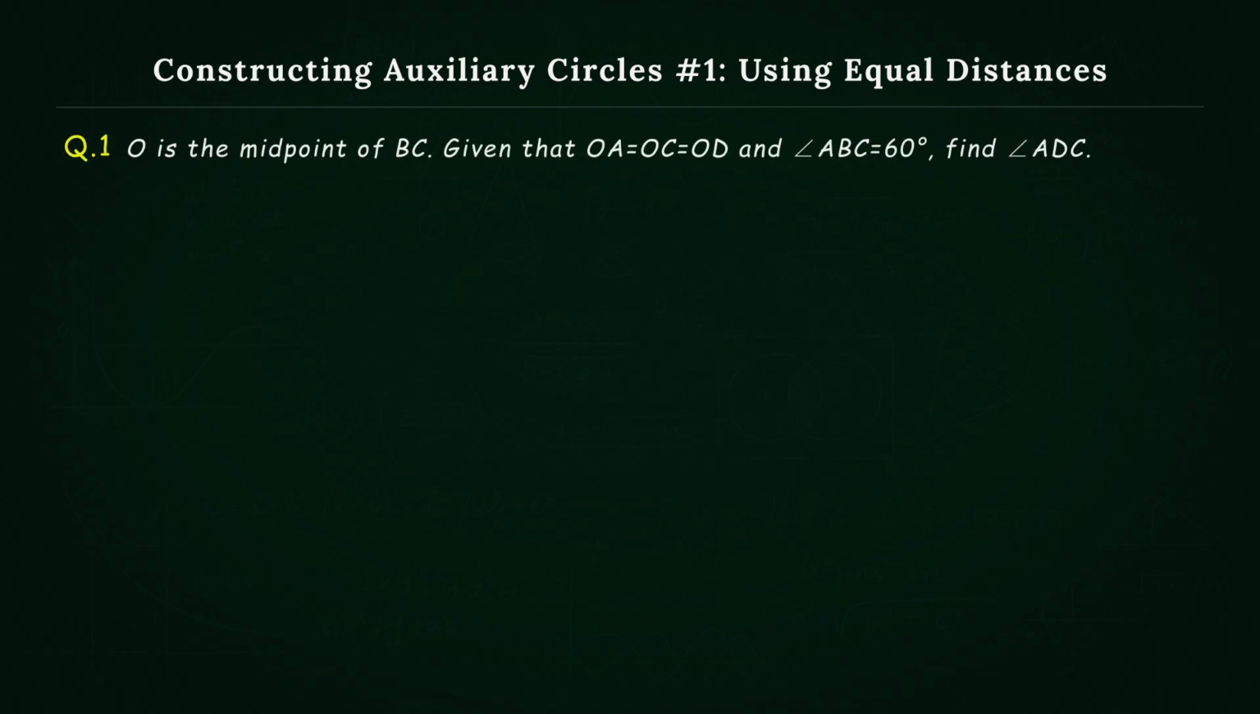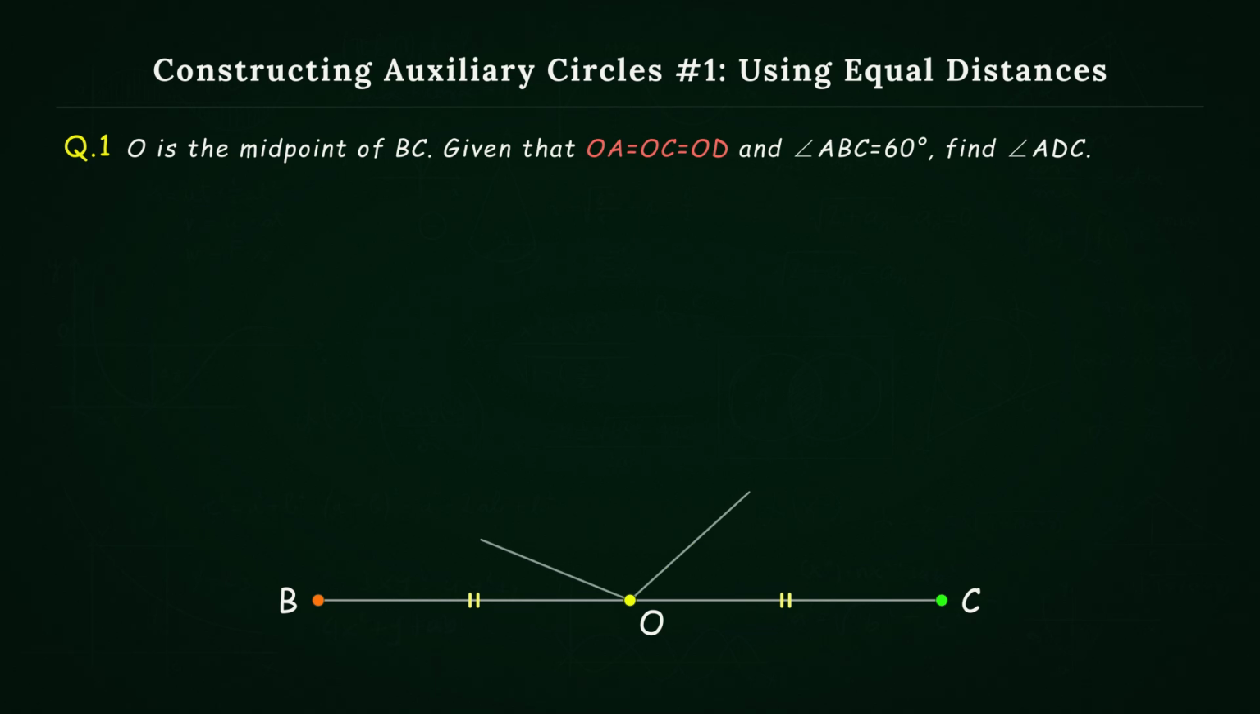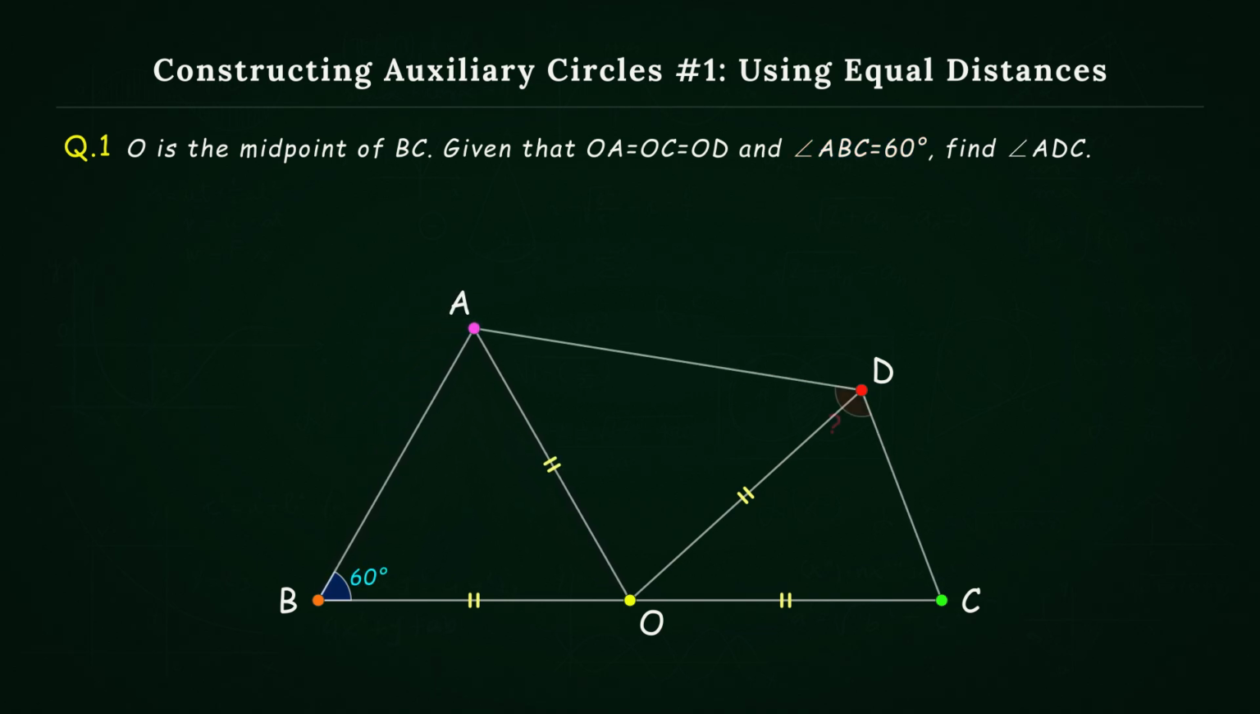First, we examine the given information. Because O is the midpoint of BC, we know that OB equals OC. We also know that OA, OC and OD are equal. Together with OB equals OC, this shows that A, B, C and D are all the same distance from O. The angle ABC is 60 degrees, so we move point A to satisfy this condition. Our goal is to find angle ADC.